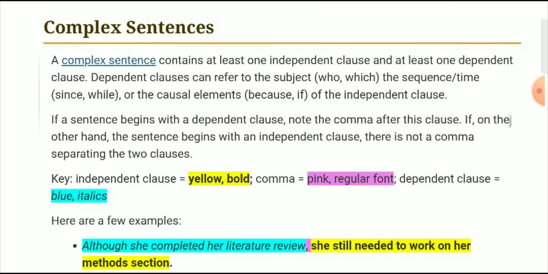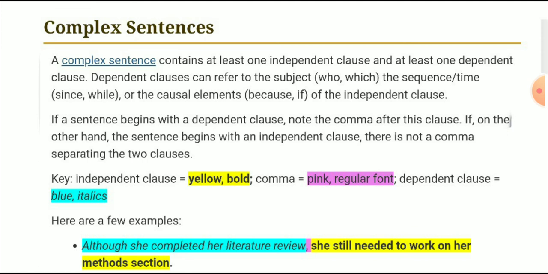Complex sentence. A complex sentence contains at least one independent clause and at least one dependent clause. A dependent clause can refer to the subject, who or which. We use who or which in complex sentences. The sequence of time, since or while, or the causal elements because or if of the independent clause. If a sentence begins with the dependent clause, note the comma after this clause. If on the other side, the sentence begins with an independent clause, there is no comma separating the two clauses.